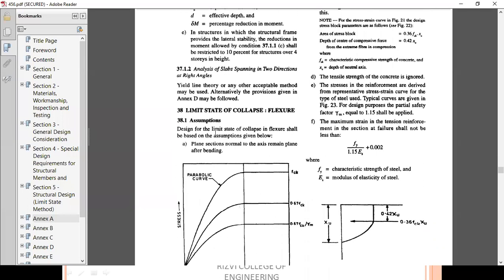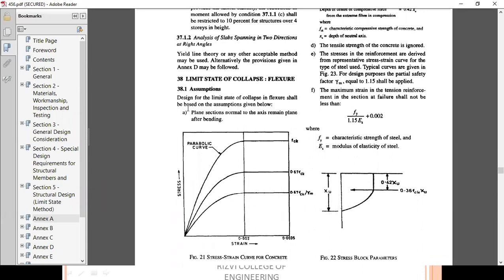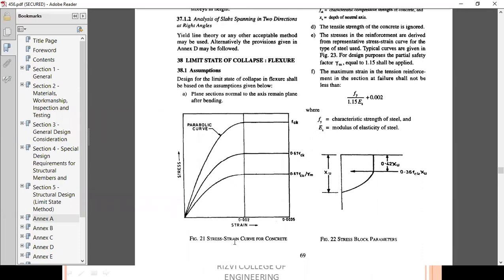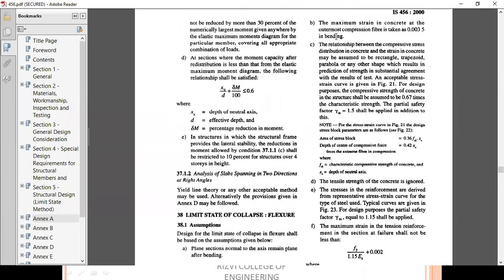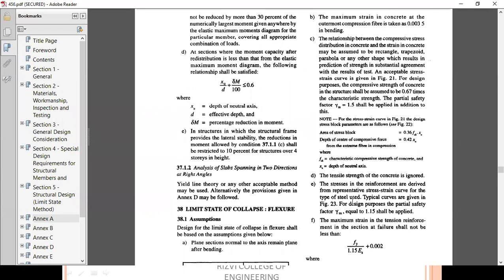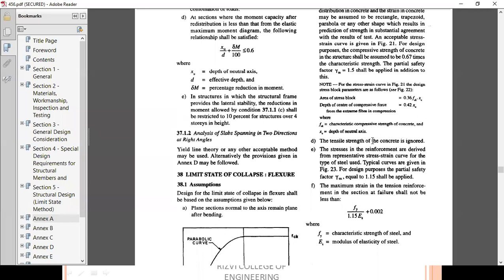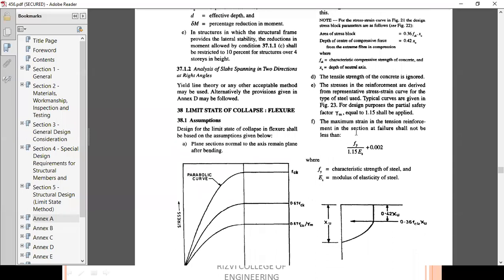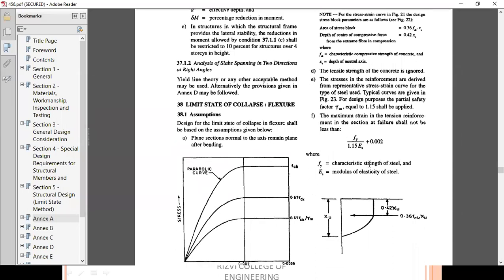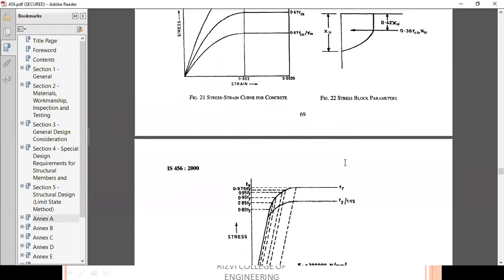Now coming to the limit state of collapse, flexure. Assumptions you will get. The assumptions we have done, these are the stress strain curves. Plane sections remain plane. Maximum strain is taken as this. So all these assumptions are there for flexure in the IS code. So this you can find in the IS code.